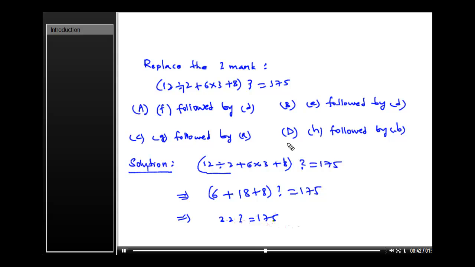We know that 175 can be written as 35 into 5. But still 35 can be written as 32 plus 3. Therefore this implies 32 plus 3 into 5 is equal to 175. Therefore what we have done here, plus 3 we have operated first, then we have operated into 5. Plus 3 and into 5 is F followed by D. Therefore first we have performed F, then we have performed D. Therefore choice A is the answer.